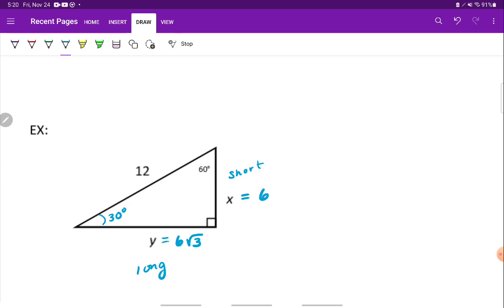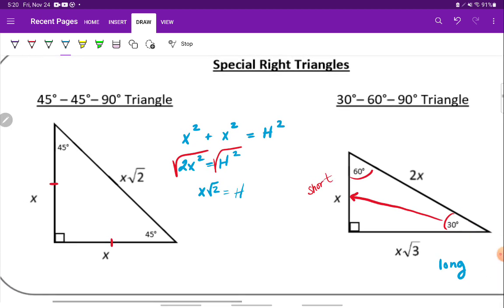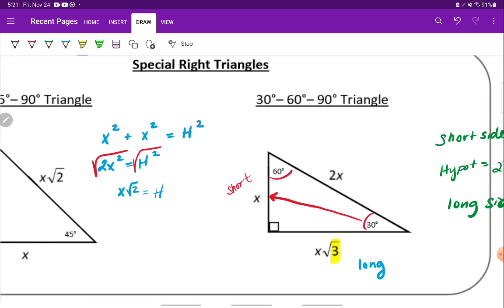The way that I help myself remember which one's the square root of 2 and which one's the square root of 3: I remember that the square root of 2 goes with the one that has 2 sides and 2 angles that are the same. And then the square root of 3, I don't know, it just jumps out at me because 30 and 60 are really easy multiples of 3. So it jumps out at me that the 3 goes with all these multiples of 3.